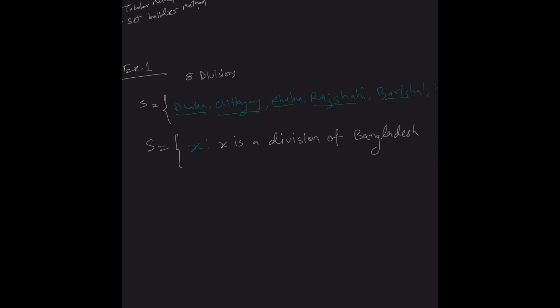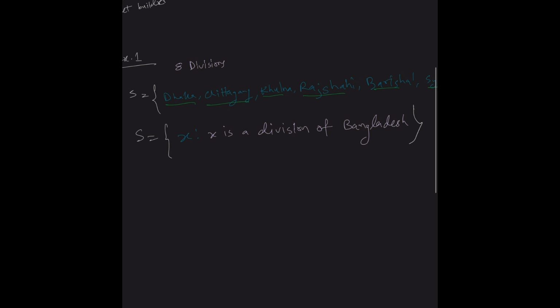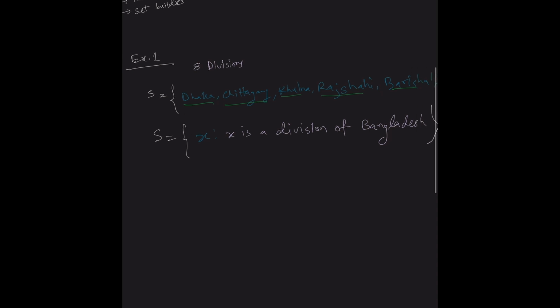So this would look like this. Here, we are representing set S with an element called X. Now what is X? We are defining X by a rule: X is a division of Bangladesh, and we know that there are 8 divisions. So the set S consists of element X, which will be any division of Bangladesh. This is the set builder method of representing this set.